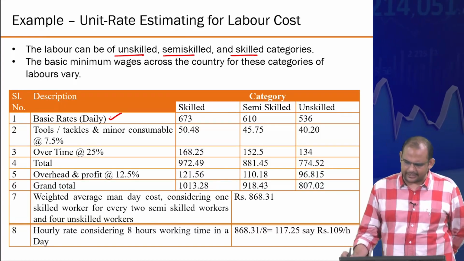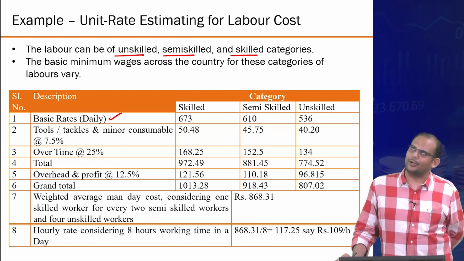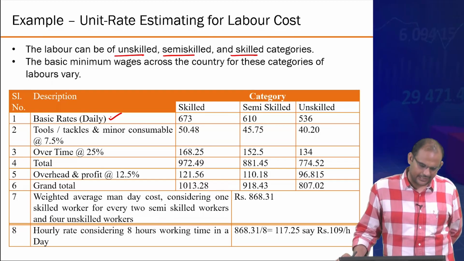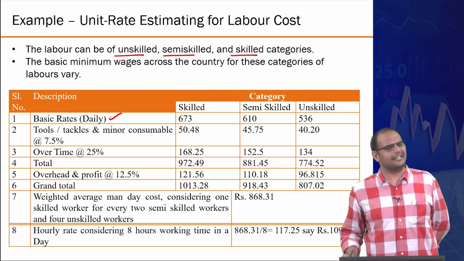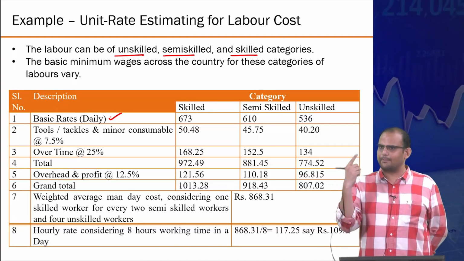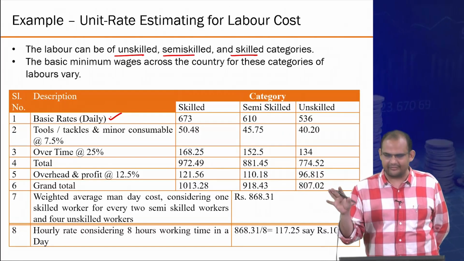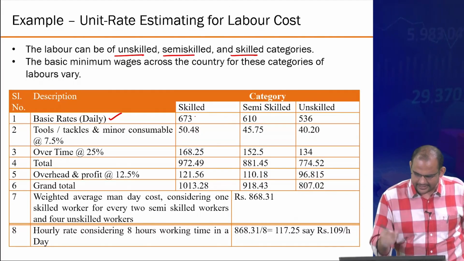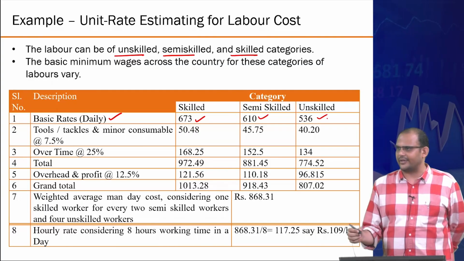In this basic rate, you are assuming 8 hours of time, right? It's also called, I'm forgetting the Hindi name for this, Hajri. It's typically called Hajri. Hajri is like one presence. One presence means 8 hours of work. That's typically how you define the daily wage for people. So basic rate, you are saying that skilled is 673, semi-skilled 610 and unskilled is 536 rupees.